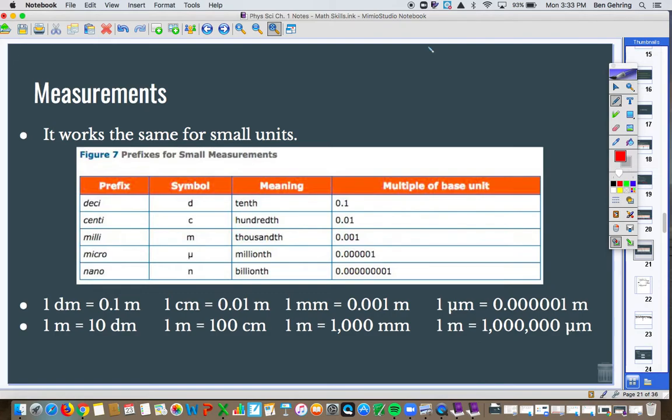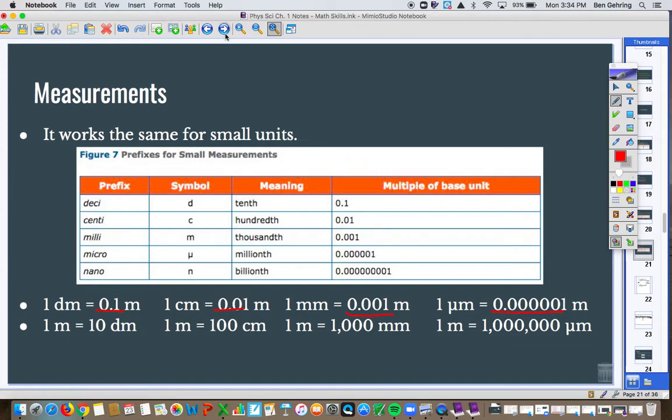Nano is another one. We talk about nanometers, nanobytes, nanograms. All of those are using the prefix nano, which means billionth. So again, 1 decimeter is the same as a tenth of a meter, or 0.1 meters. Centi is 0.01. Milli is 0.001, or 1,000th, and micro is five zeros and a 1 after the decimal, which means 1 millionth. But those are all examples there.